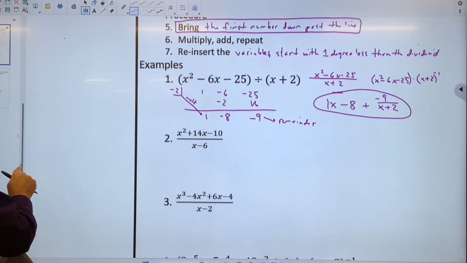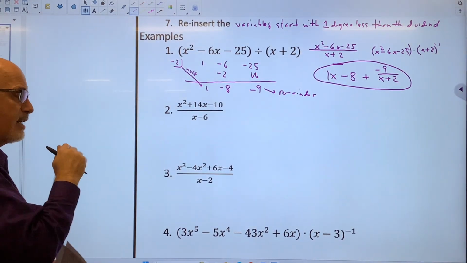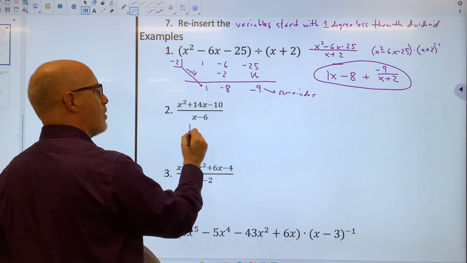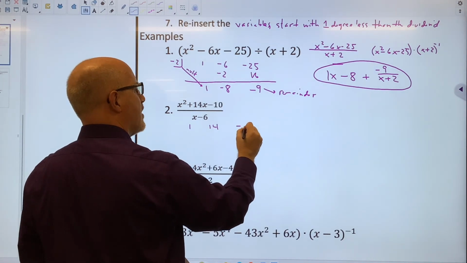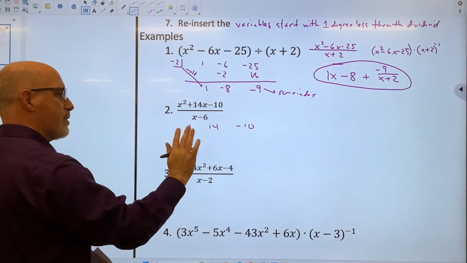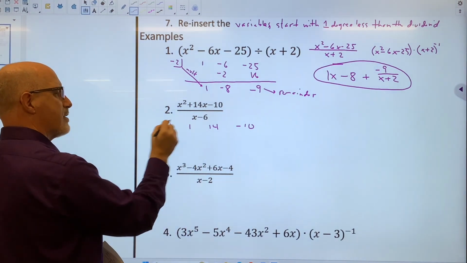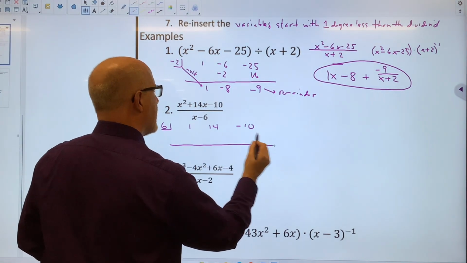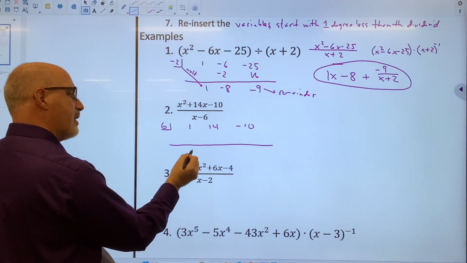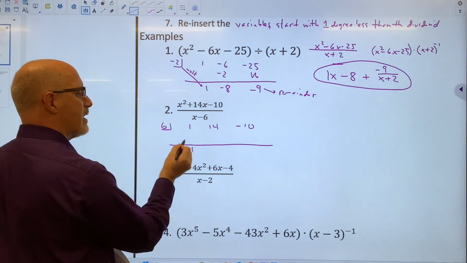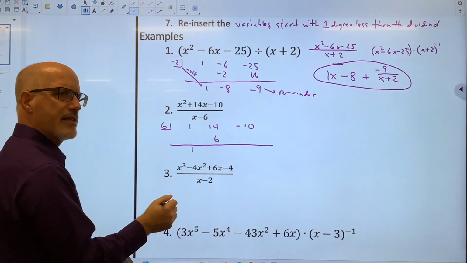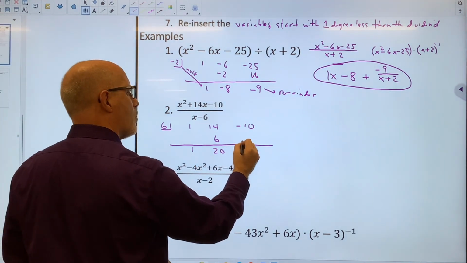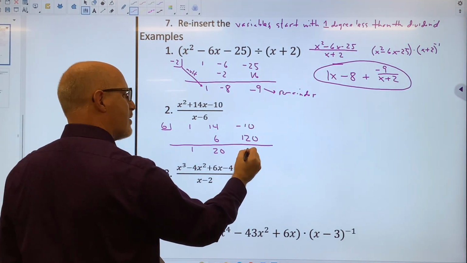Let's try practicing this a few times. Let's do these other examples. First, we're going to do the setup, strip off the variables, write out the coefficients. So 1, 14, negative 10, no missing coefficients, so we're all set. In the box, we're going to put the opposite of the number, so a positive 6. Skip a line, draw a line, bring the 1 past the line, take 6 times 1, that gives me a 6, write it in the next spot. Add straight down, you get a 20. 6 times the 20 gives me a 120. Add straight down, you get a 110.